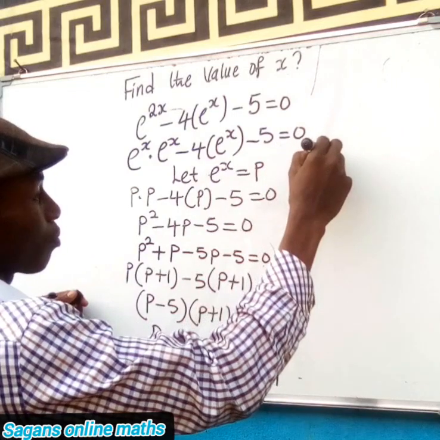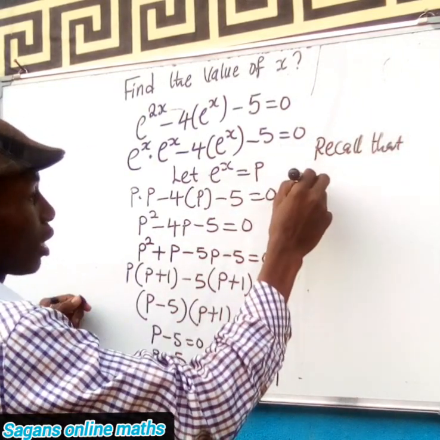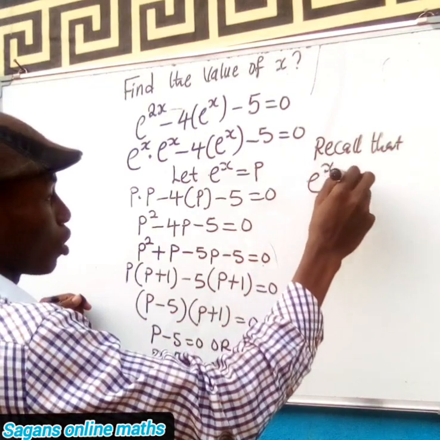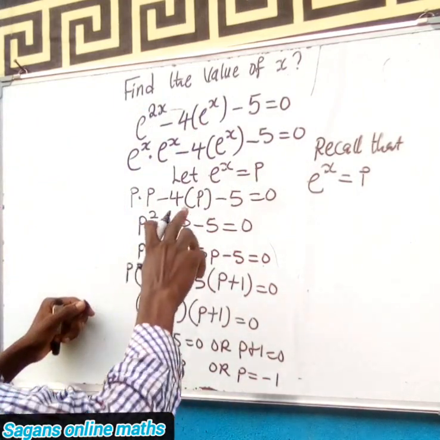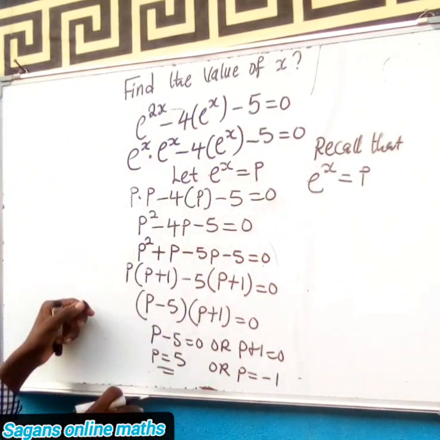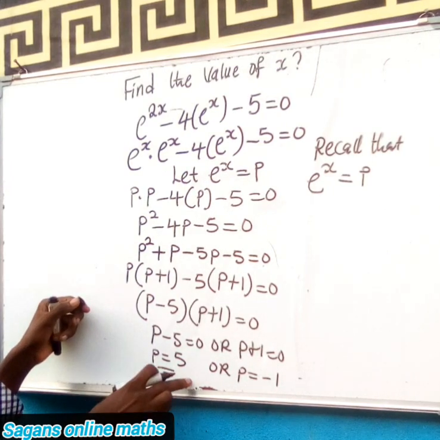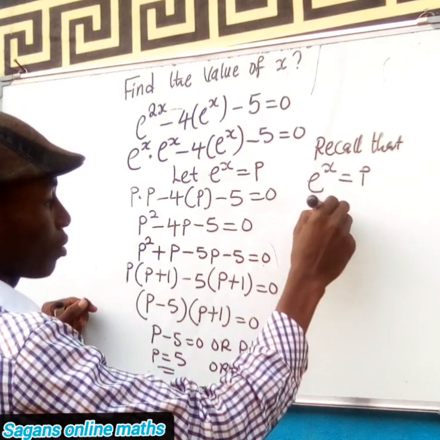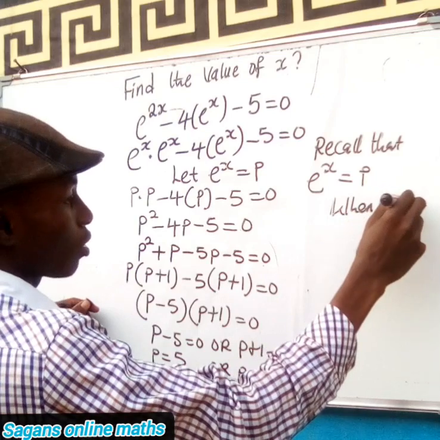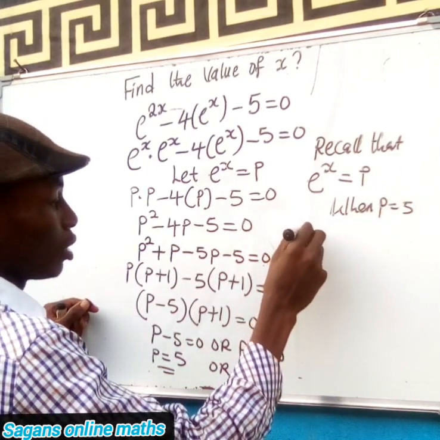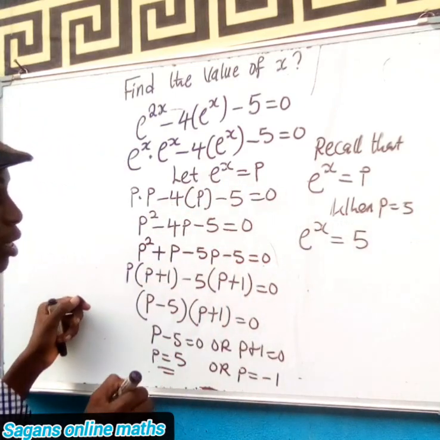Now recall that e to the power of x is equal to p, because e to the power of x equals 3 here. So let's see when p is equal to 5. When p is equal to 5, then e to the power of x is equal to 5.